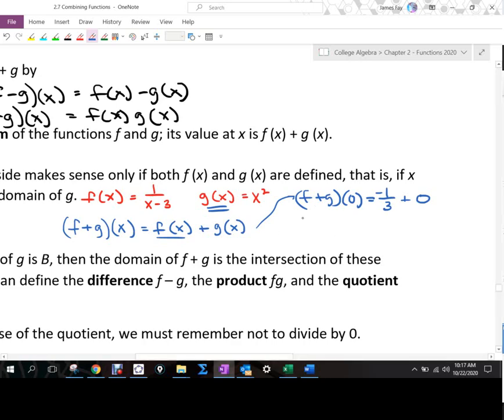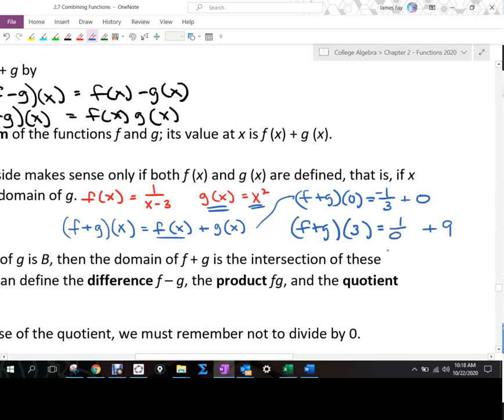What if I did this, though? What if I asked you to find f plus g of 3? Not negative 3, positive 3. If I plug positive 3 in for x squared, do I get something back? I get 9 back, right? So I get an output there. What happens here?